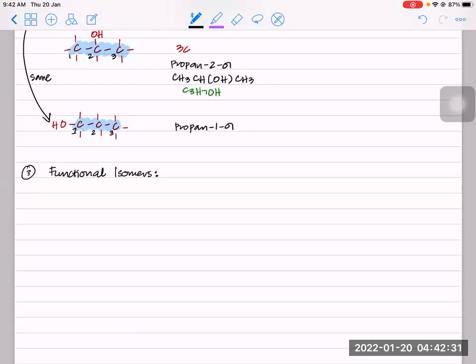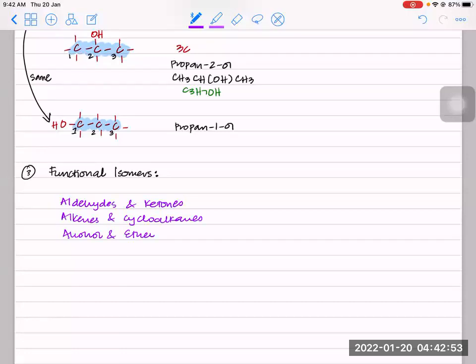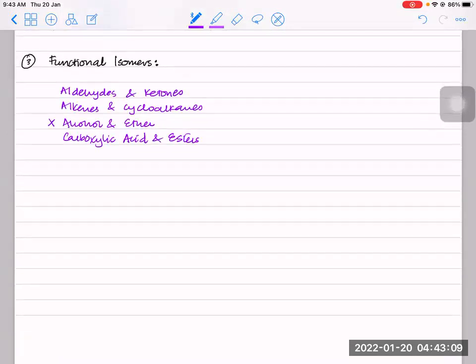Now, for functional isomers, we have a list. So we have aldehydes and ketones. They are always functional isomers of each other. Alkenes and cycloalkanes are functional isomers of each other. Alcohol and ether are functional isomers of each other, but you don't need to bother with this. Why? Because ether is not part of your syllabus. Then you have carboxylic acids and esters. They are always functional isomers of each other.